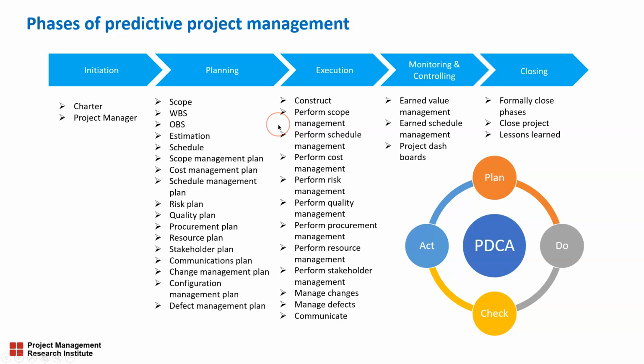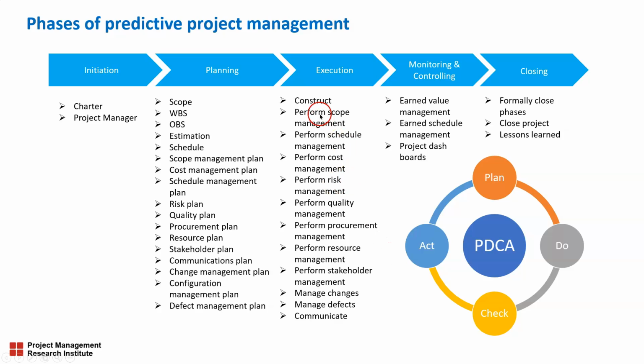The whole phases of a predictive project management revolves around the plan, do, check, and act cycle. So initiation and planning falls under plan. Execution is related to do. Monitoring and controlling is related to check and act. So PDCA, as discussed before, PDCA cycle is the underlying theme of every stream of project management.